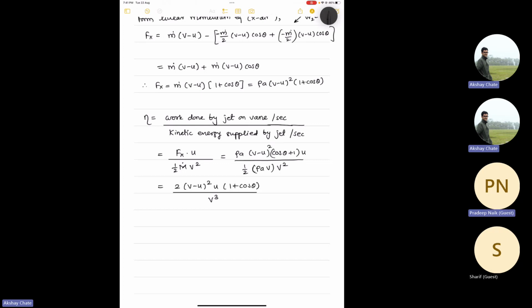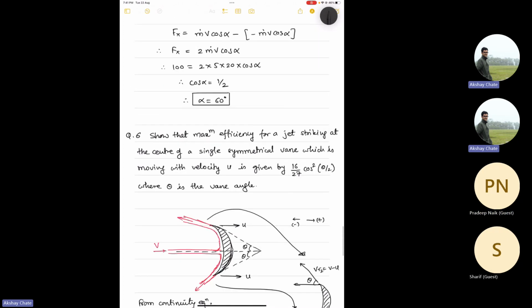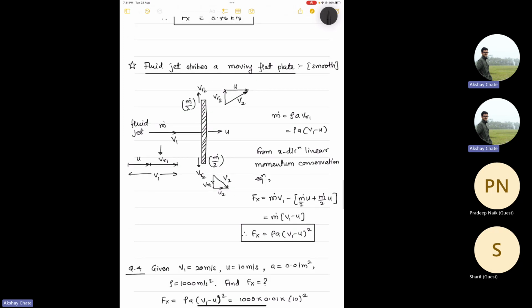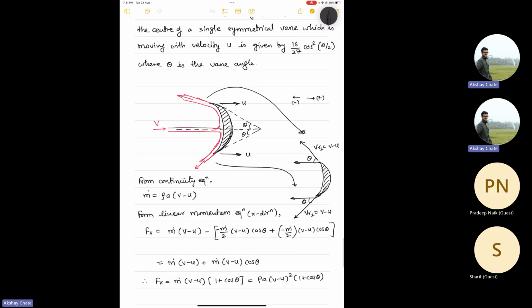But sir, here for the first time you are using capital M. Yeah, because in this case, here also we did not talk about efficiency. You understand this way. This is actually a Pelton wheel. This problem is nothing but a Pelton wheel.